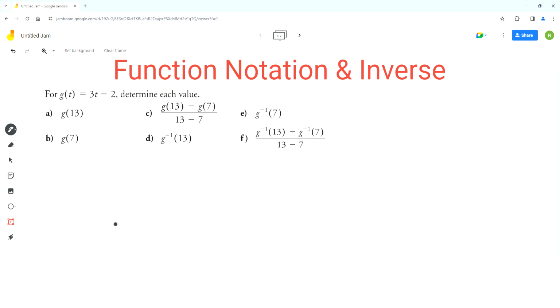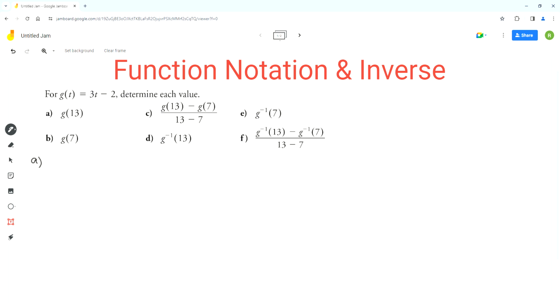So in this video, we'll solve this problem using the concepts of function notation and inverse of a function. So let's start with the problem. As per the problem, for g of t equals 3t minus 2, determine each value. So let's start with part A.